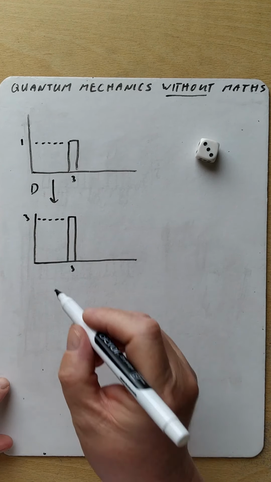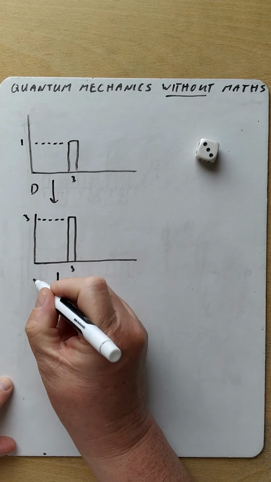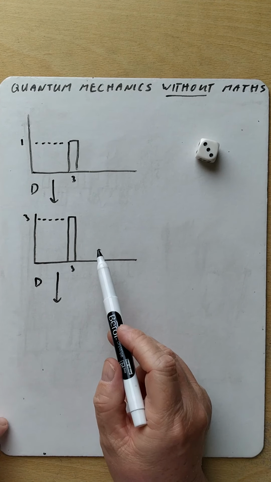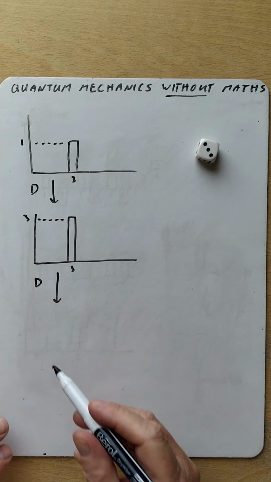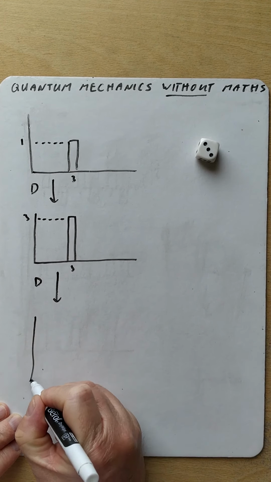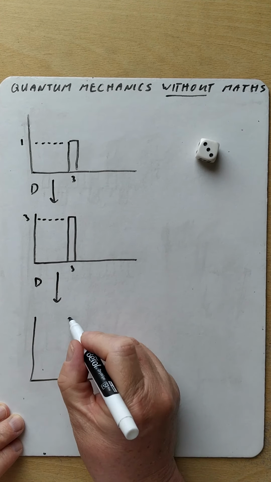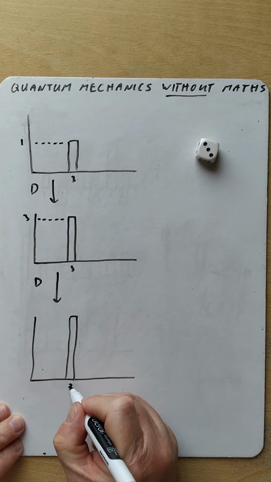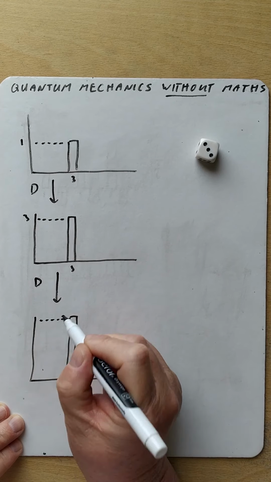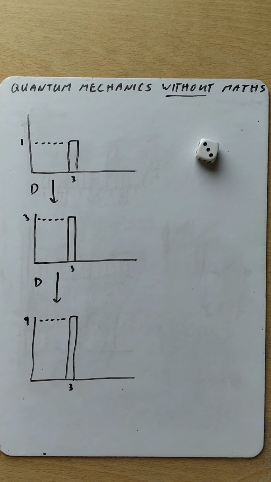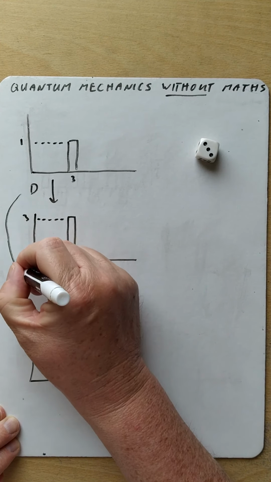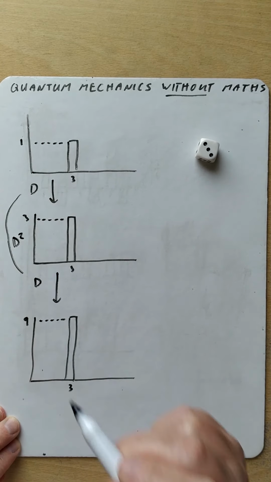So suppose we apply it again. We apply D, but this time to this wave function, the output of the previous application of D. Well, it does exactly the same again. It takes the state that was 3 times the 3 state, and this time it returns 3 times that, which is 9 times the 3 state. We call this combined operation D squared.